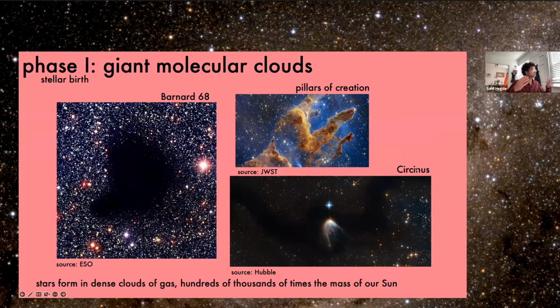All of these stars will start in what are called giant molecular clouds. I had to have this slide because there are some really beautiful images you can get from these molecular clouds, which are really the birthplace, the nurseries from which stars are born. These are super giant clouds, hundreds of thousands of times the mass of our sun, full of gas and dust. And from that, stars are born.